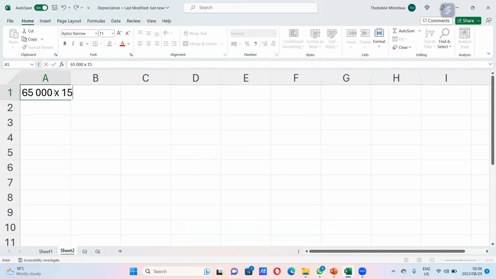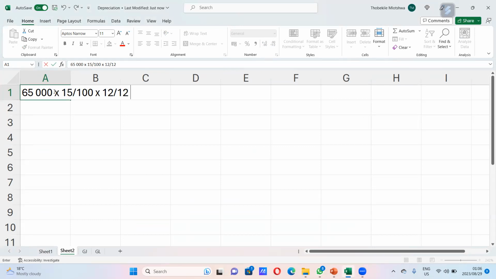15%, which is 15 over 100. And then how many months did we have it for? 12 months, so you're going to say 12 over 12. If we had bought it in the middle of the month, then you count the months that we had it, but don't worry about that for now. So this is the method: 65,000 times 15 over 100 times 12 over 12.